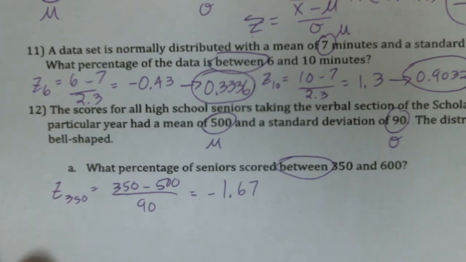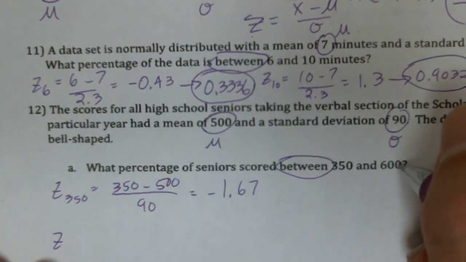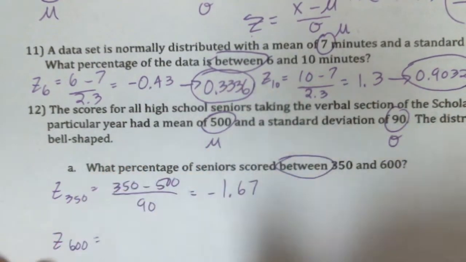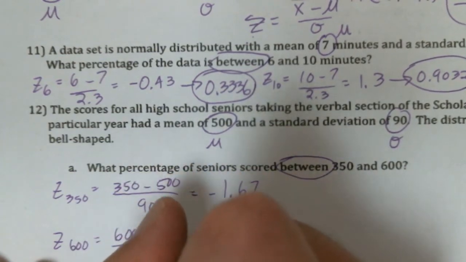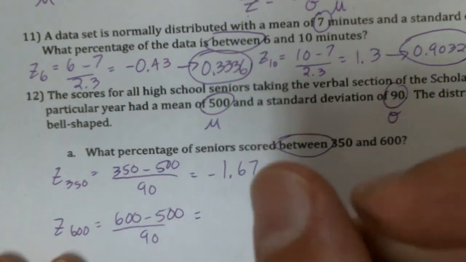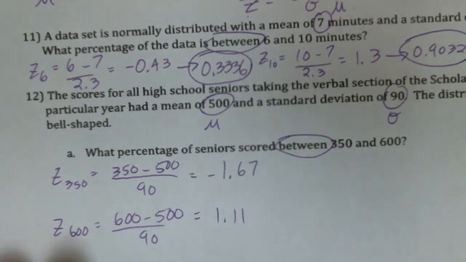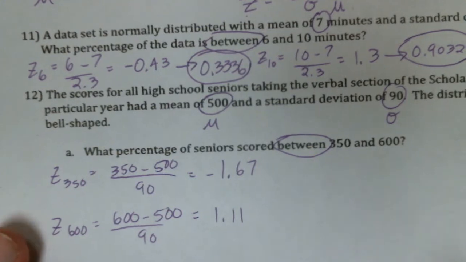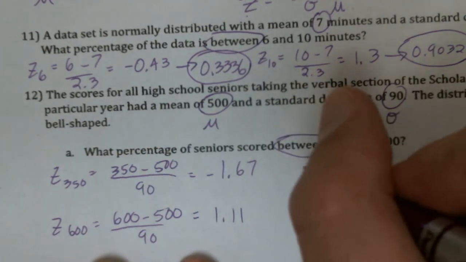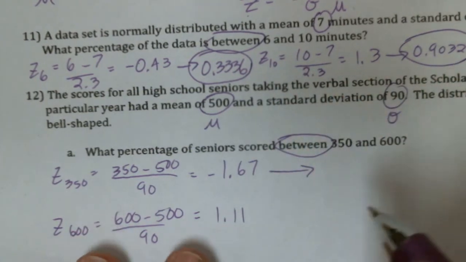Sounds right to me. The z-score of 600 is going to be positive because I'm above the mean: 600 minus the average of 500, divided by the standard deviation of 90. That comes out to be 1.11, as you might expect. The standard deviation is 90 and we're 100 above the mean. So shouldn't our z-score, which is measured in standard deviations, be somewhere around 1? Well, yes, it should.